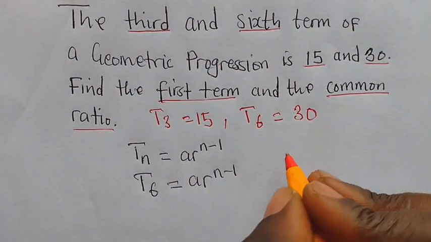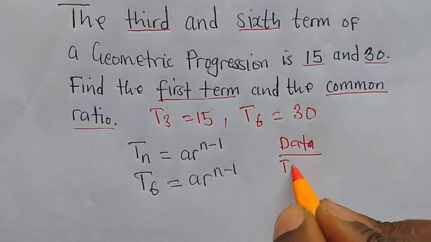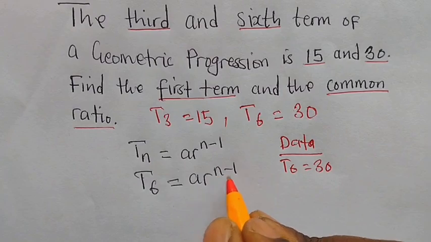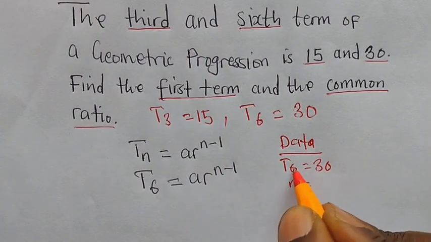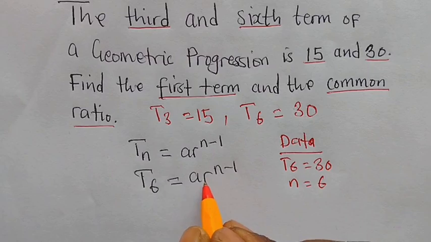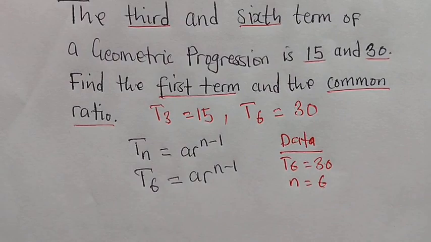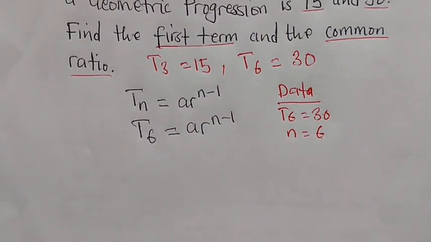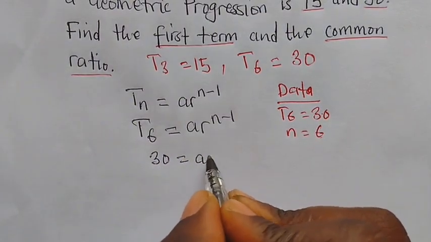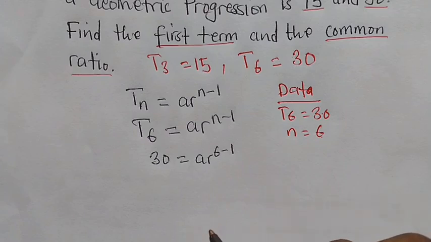So I need to organize the data right here. So the data that I need, sixth term, we know that it's 30. Then on this formula, we have n, which is the position of the term, and the position of the term is 6. Then a and r, we will maintain them. So let's just substitute this into our formula. So when we substitute, we are going to get 30 equal to ar power 6 minus 1.